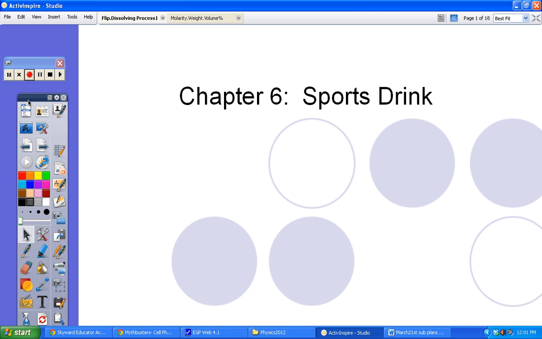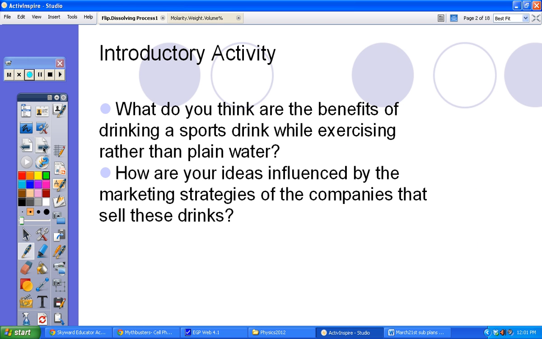Today I'm going to introduce the sports drinks unit, and I'm going to talk about the dissolving process a little bit. To get started, here's an introduction to the unit, an introductory activity, just thinking about some questions that we might want to answer. What do you think are the benefits of drinking a sports drink while exercising rather than plain water? And we've talked a little bit about that in biology before.